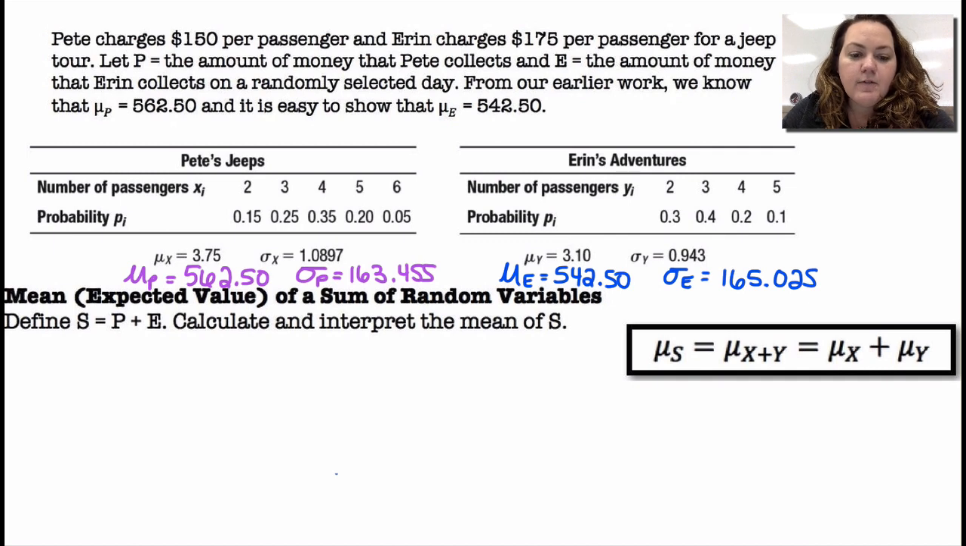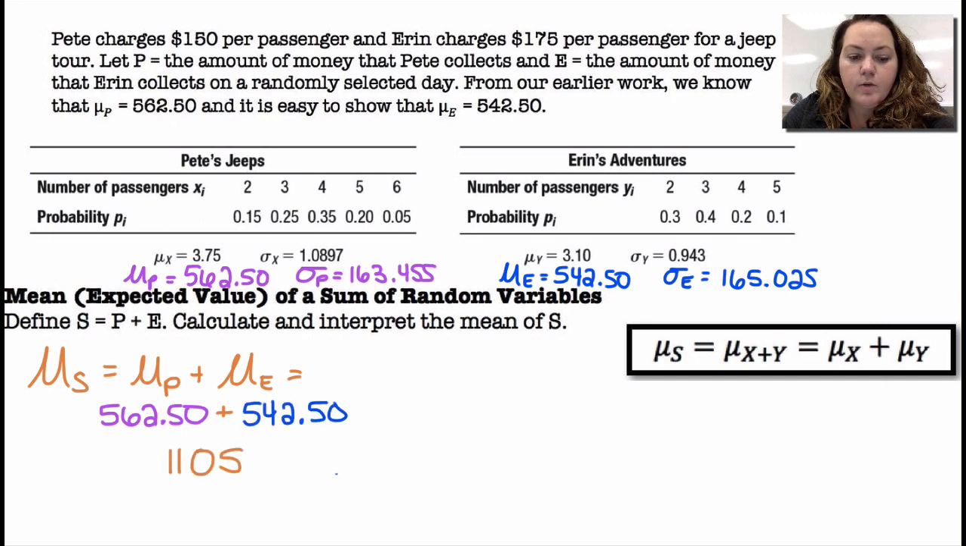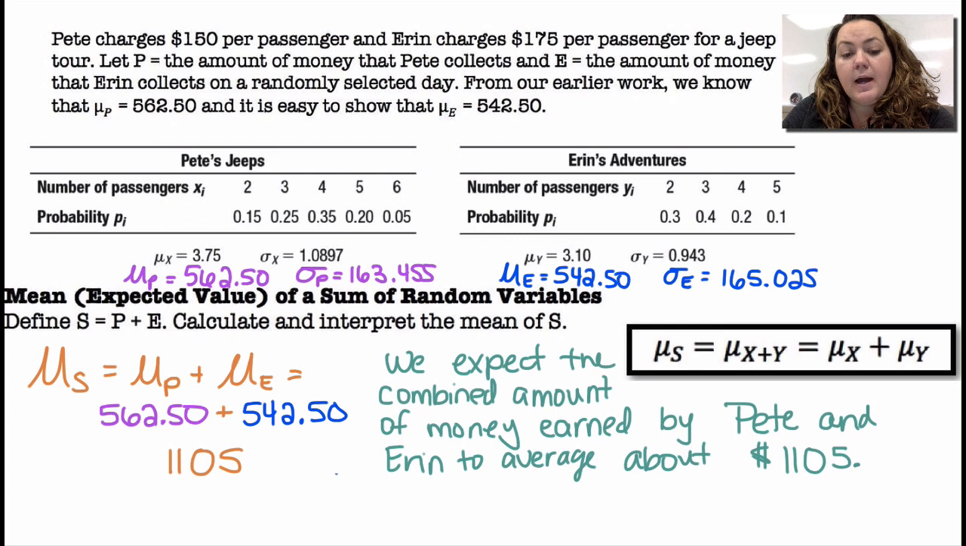Now, find the mean or the expected value of the sum of the random variables. So we're going to define S as P plus E. Calculate and interpret the mean of S. So the mean of them combined. Mu of S would be the mean of P plus the mean of E, which is equal to 562.5 plus 542.5, which gives me 1,105. What this means is we expect the combined amount of money earned by Pete and Aaron to average about $1,105. That's how much money combined that they would collect on average in a day.